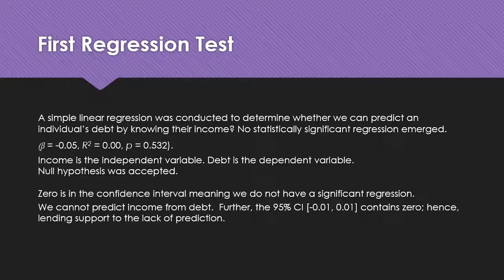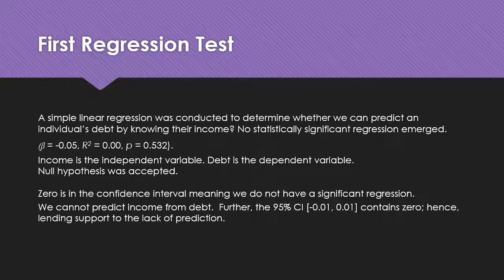This is just another way to show the data and the outcome of the first regression test, in that we looked at whether we could predict an individual's debt by knowing their income, and we arrived at the conclusion that there was really no statistically significant regression that was possible there.